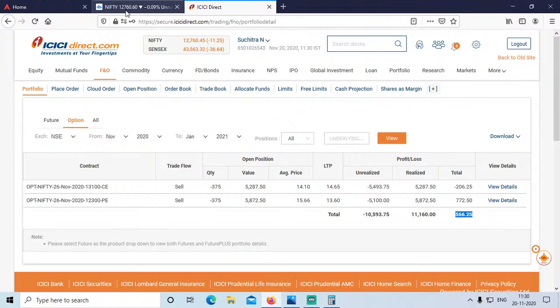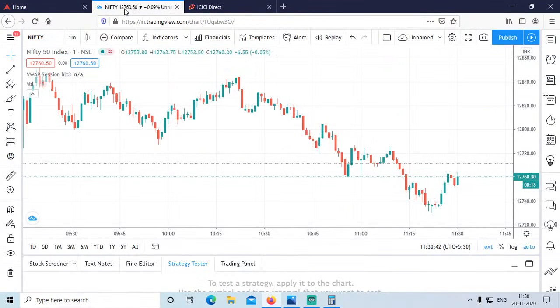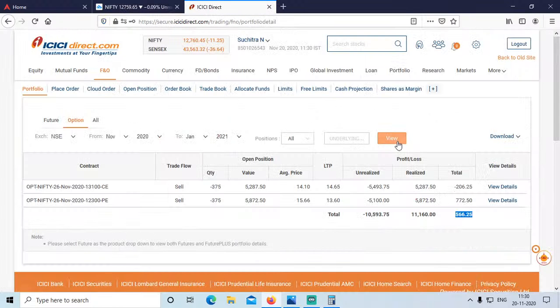Let's see how the market is going here. Market is okay, 12,760. It's okay. As of now, our profit is 603. So in a span of some 30 minutes, we got 3% profit. I hope that's a good start, because we don't know whether market is going down or up. So we will be doing a non-directional trading.